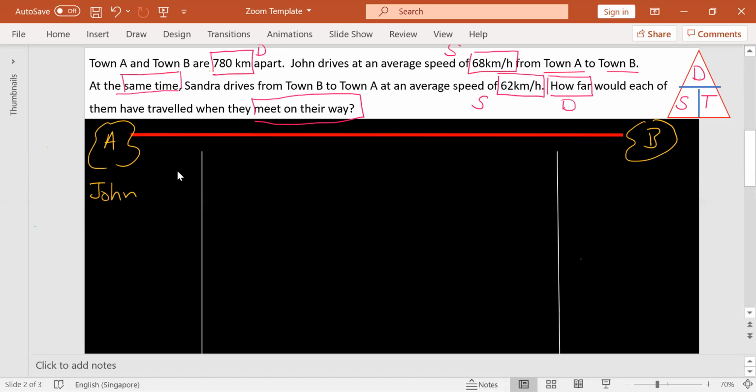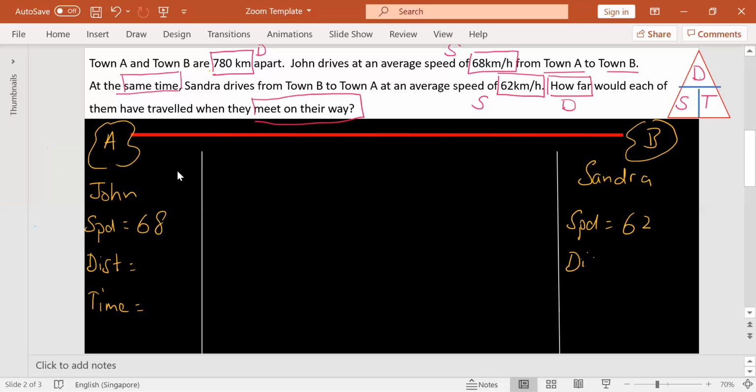Okay. Do we have John's speed? Yes, we do. And it is 68 kilometers per hour. Do we have his distance traveled? I'm afraid we don't. Do we have the time taken by John? We don't either. Now let's look at the information we have on Sandra's journey. Do we know her speed? Yes, it's 62. Do we know the distance she traveled? Not yet.